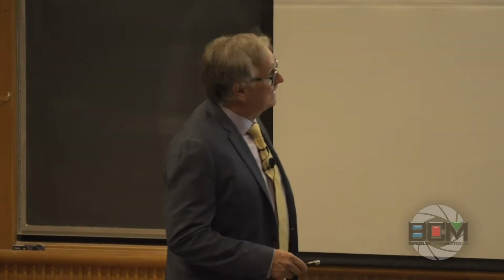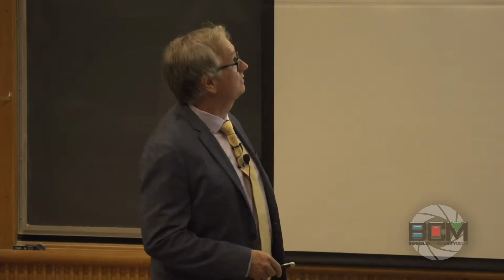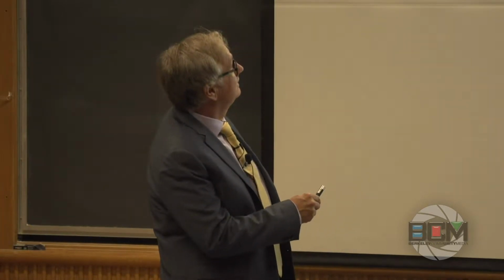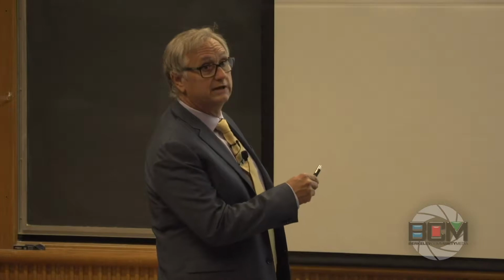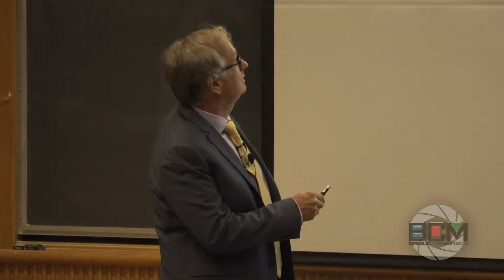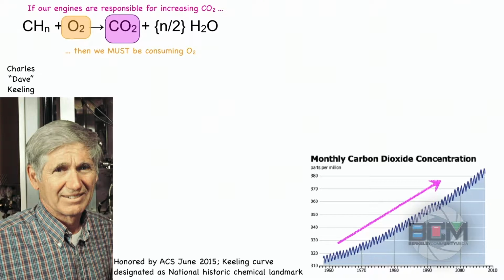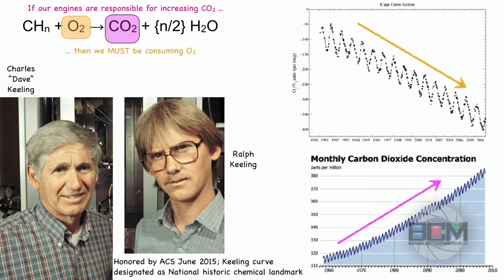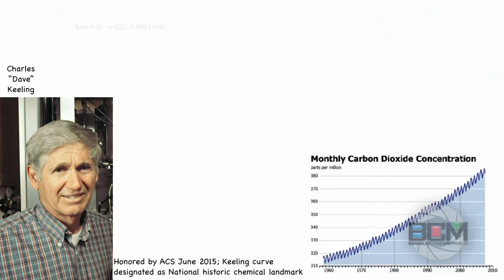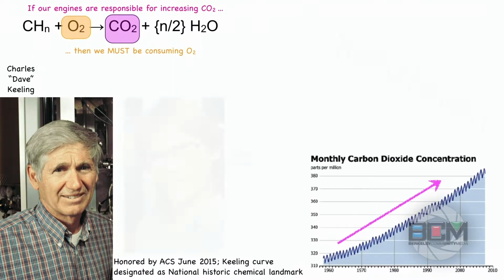Well, if that's the case, then we can employ some very simple chemistry to ask the following question. If fuels like coal and natural gas and the things in our car are burning to produce CO2, then we must be consuming oxygen. That's what elementary chemistry would say to us. And it was Dave's son, Ralph, who took up the charge of measuring the decreasing concentration of oxygen in the atmosphere.